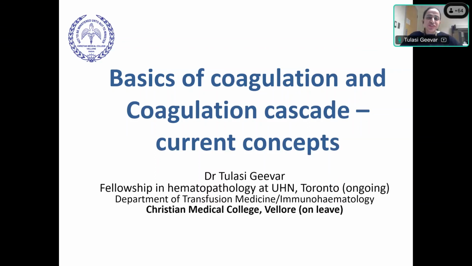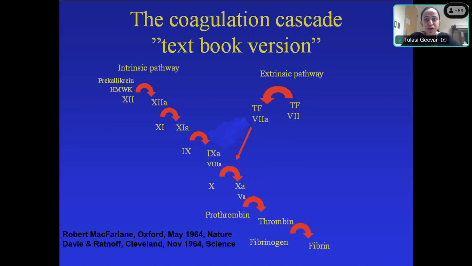Good evening, everybody. So I'll be talking about the basics of coagulation and coagulation cascade. This is a coagulation cascade, which I call the textbook version, which you'll all be familiar with: the extrinsic pathway and the intrinsic pathway. The extrinsic pathway starts with the exposure of tissue factor. Tissue factor activates factor 7, and activated 7 in turn activates 10 to 10A, and 10A, in the presence of 5, converts prothrombin to thrombin, and thrombin converts fibrinogen to fibrin.